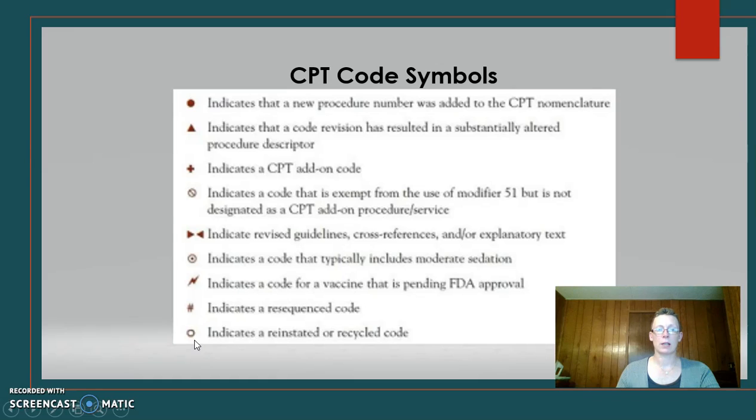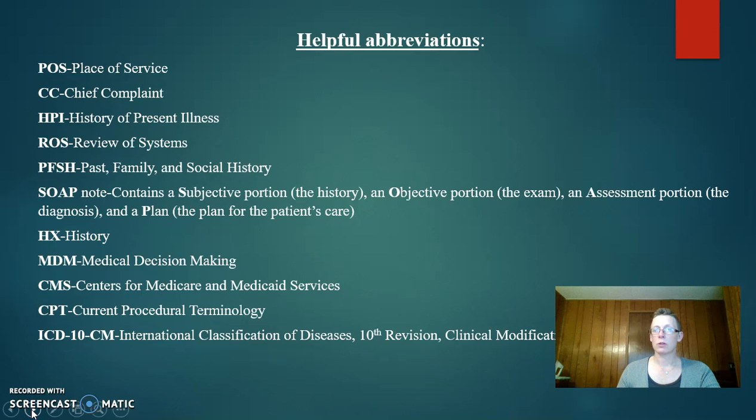And here's some helpful abbreviations. POS, place of service. CC's chief complaint. HPI, history of present illness. Review of systems, ROS. PFSH is past, family, and social history. SOAP note contains a subjective portion, which is the history, an objective portion, which is the exam, an assessment portion, which is the diagnosis, and the plan, basically, is the plan for the patient's care.